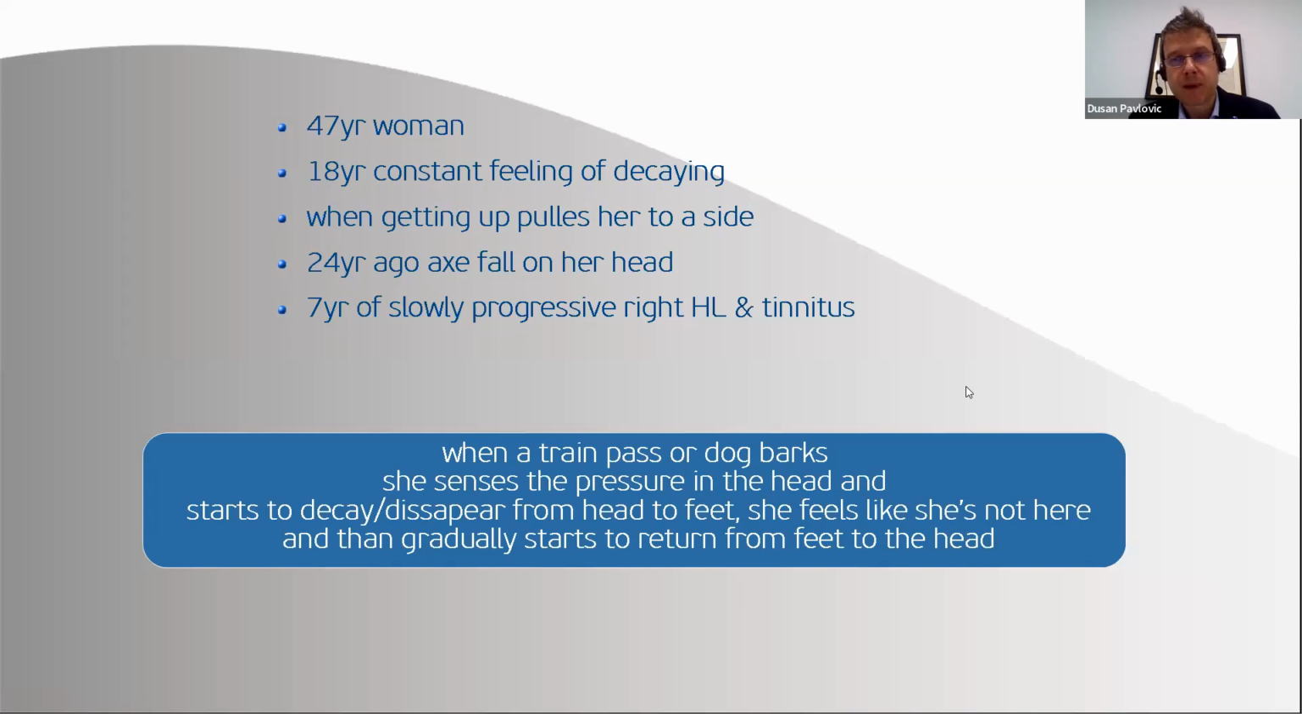Here is an example. This is a 47-year-old woman, and for 18 years she has had a constant feeling of decaying, a very strange sensation and description of a vertigo.